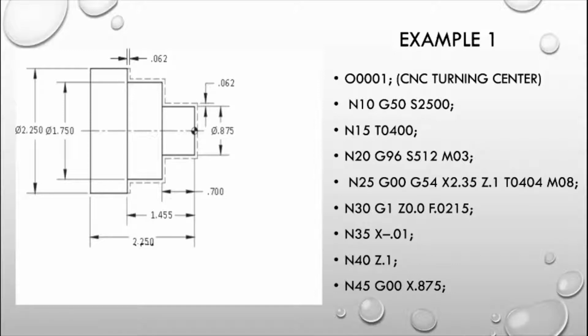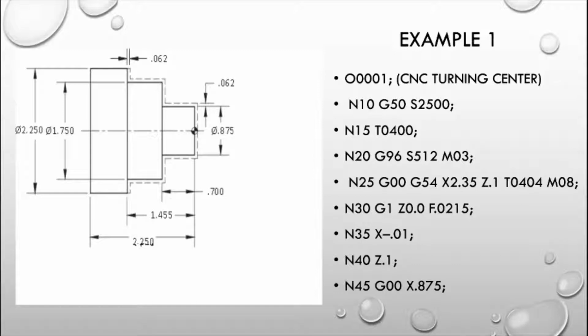T0400 is the tool name, 04 is the tool number, and 00 is the offset number. N20 again is the sequence number, G96 is constant surface speed, that value is 512, M03 is the spindle on in clockwise direction, N25 again sequence number, Z00 is the rapid traverse.